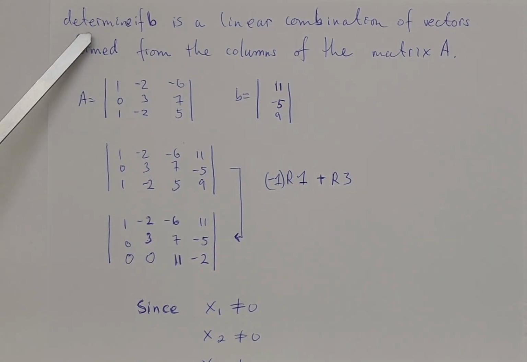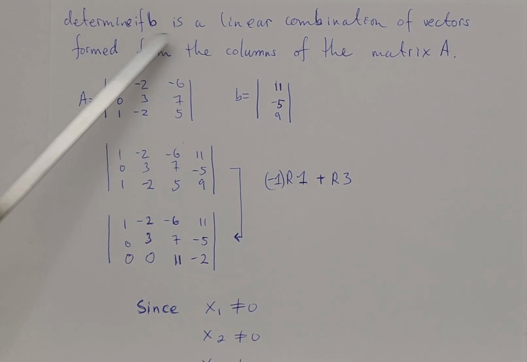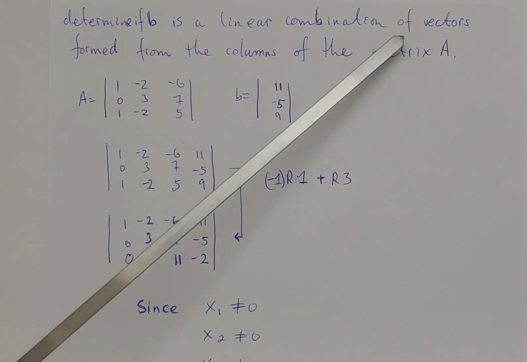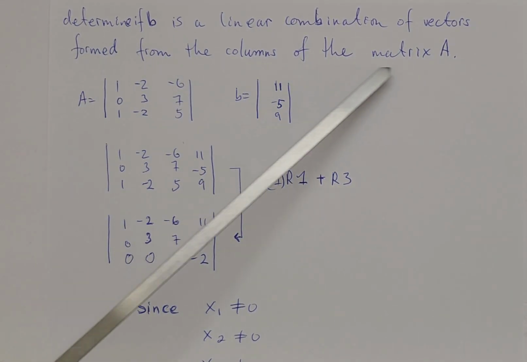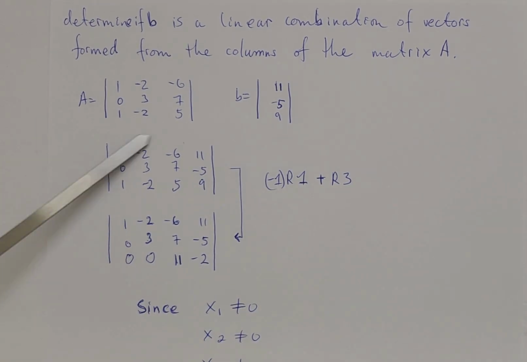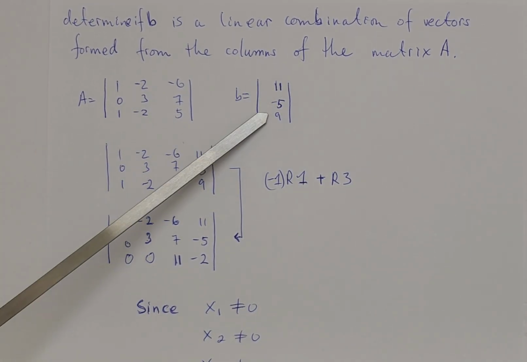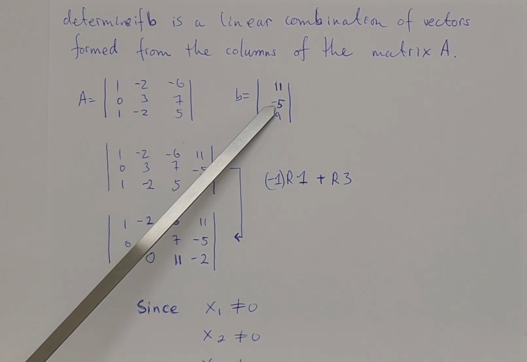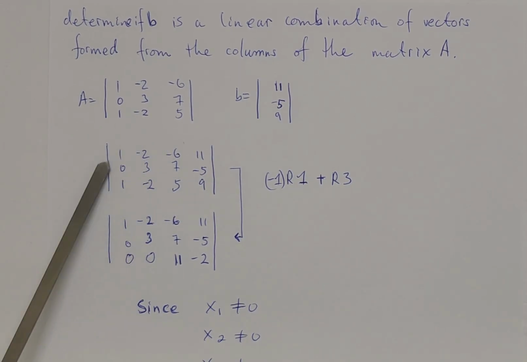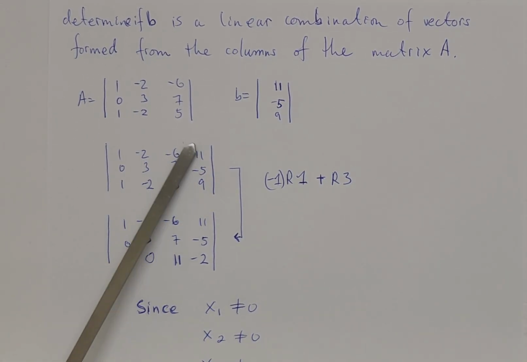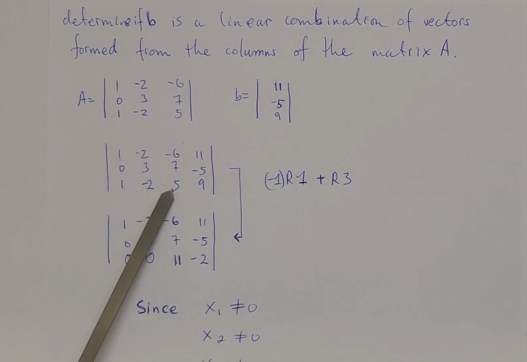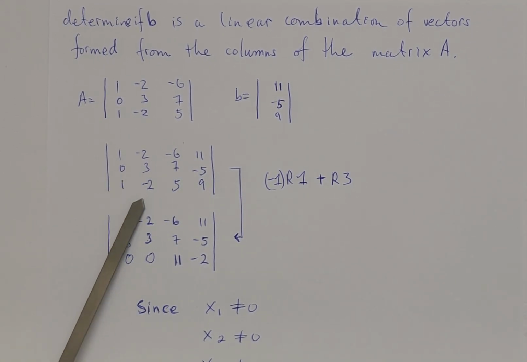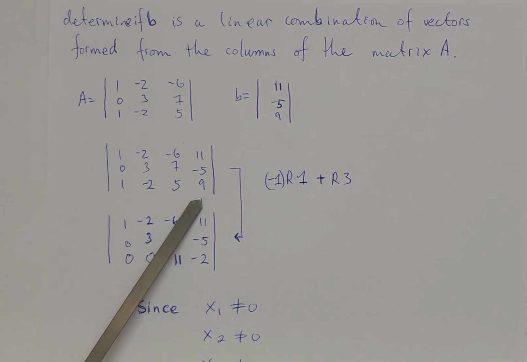This lesson is determine if B is a linear combination of vectors formed from the columns of the matrix A. So here we have A and here we have B. Put these two together. So this portion is the A, this portion is the B. So put these two together as one. This is A and this is B.